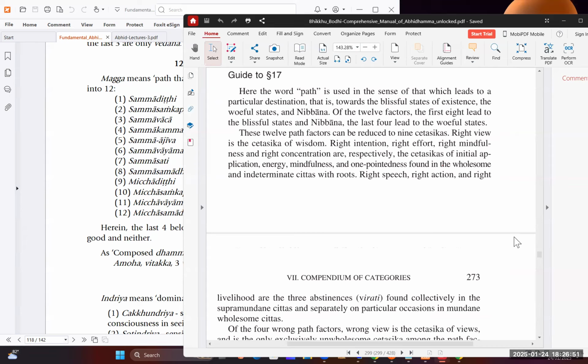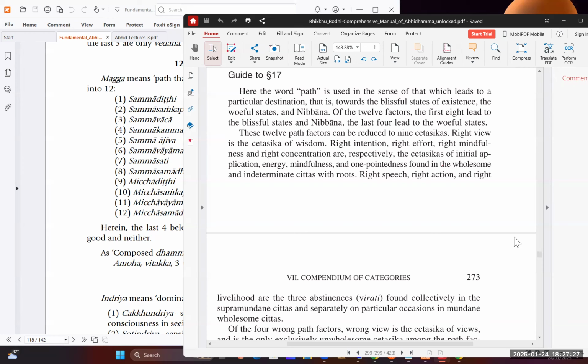Sister Subang, can you read? Yes. Back to section 17. Here, the word path is used in the sense of that which leads to a particular destination, that is, towards the blissful state of existence, the woeful states, and nibbana. Of the 12 factors, the first 8 lead to the blissful states and nibbana. The last 4 lead to the woeful states.